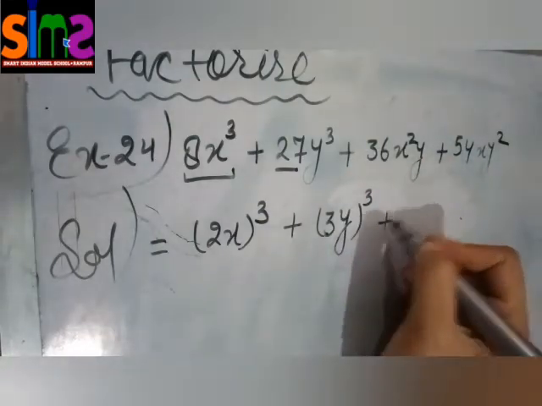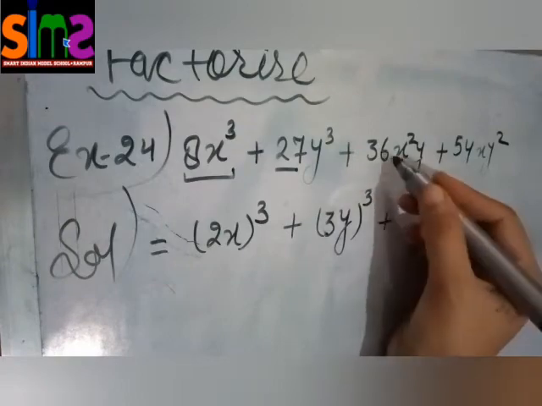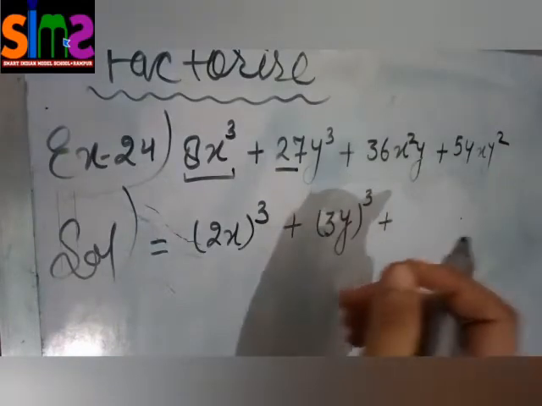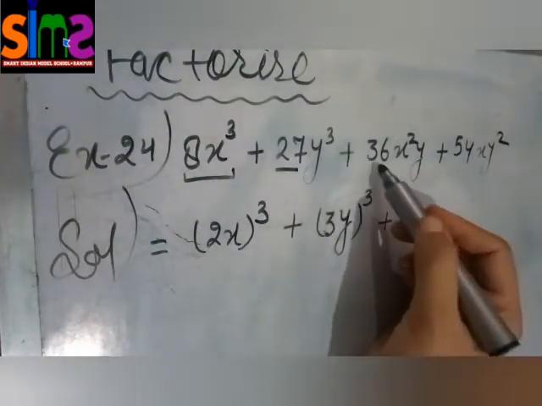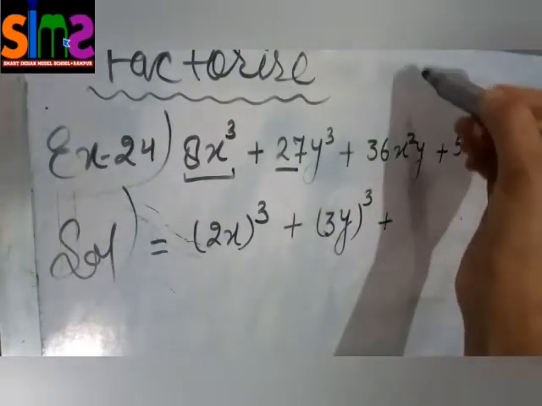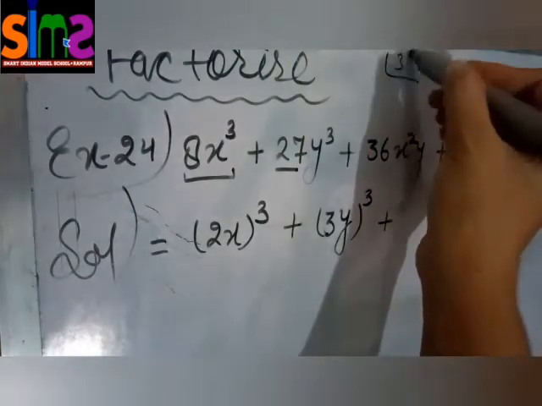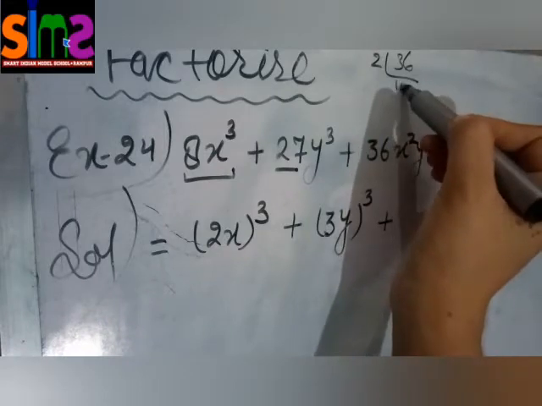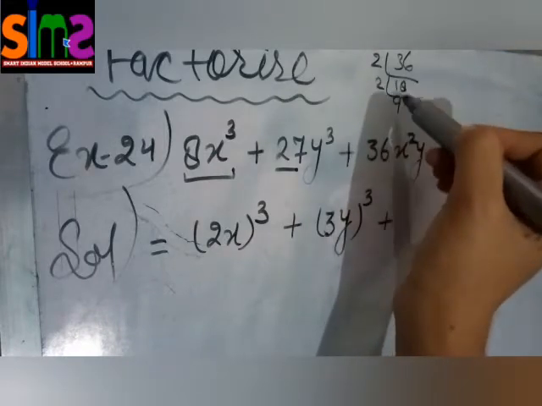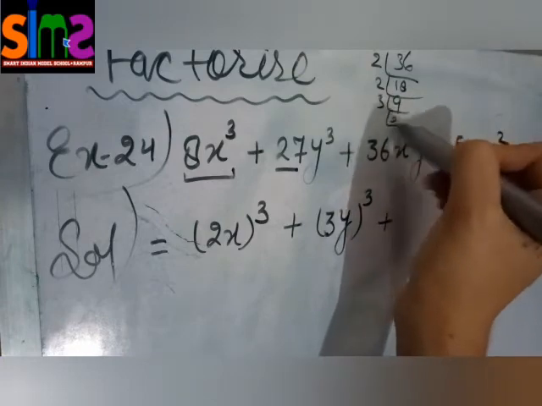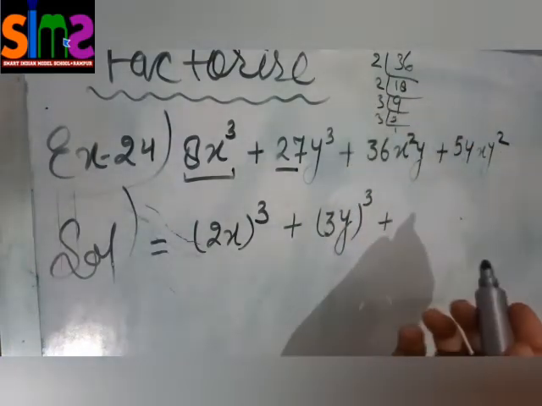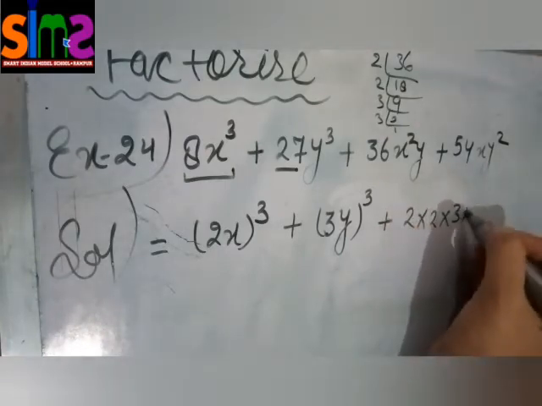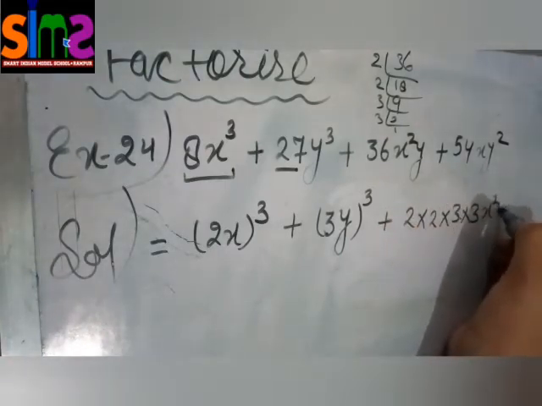Now let's talk about 36x square y. We need to convert 36x square y into factorization form. So what can be the factors of 36? Factorize them. This is 36. We can divide it by 2, as 2 1s are 2, 2 8s are 16, 2 9s are 18, 3 3s are 9 and 3 1s are 3. We can write it as 2 into 2 into 3 into 3 and x square y.